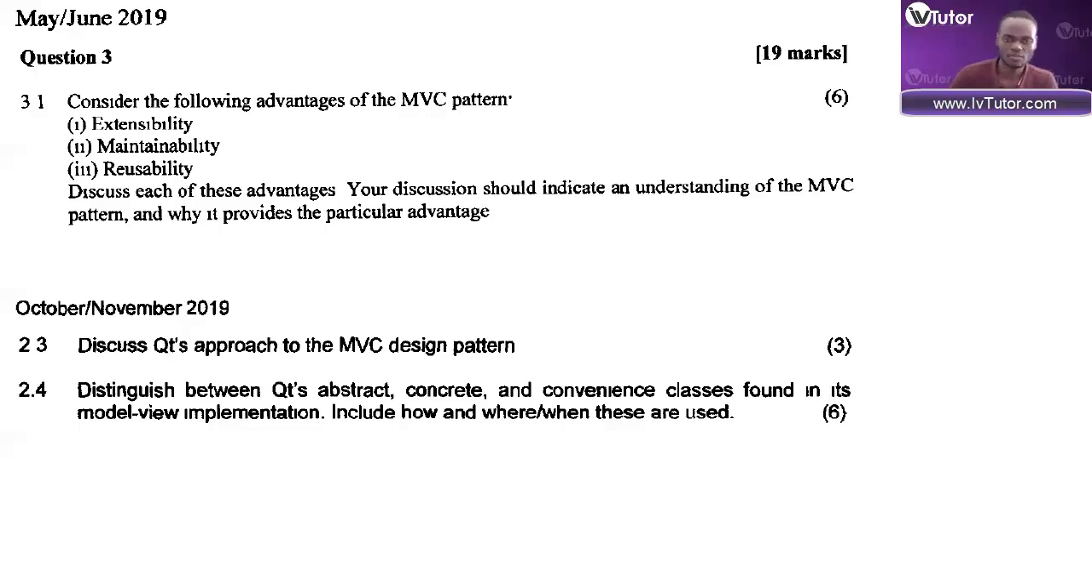Distinguish between Qt's abstract, concrete, and convenience classes found in its model view implementation, include how, where, and when these are used. So this then gives you the guide of how you explain such a question. How, where, when, right? So if we talk about abstract classes, how you inherit from them, right?